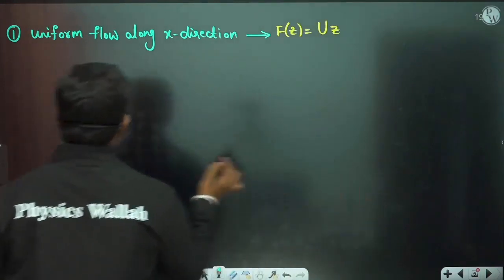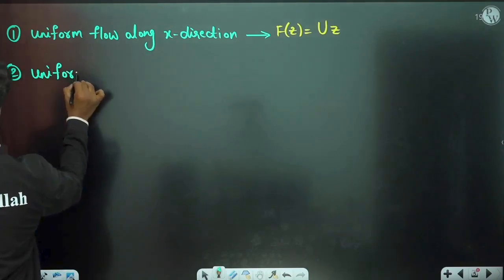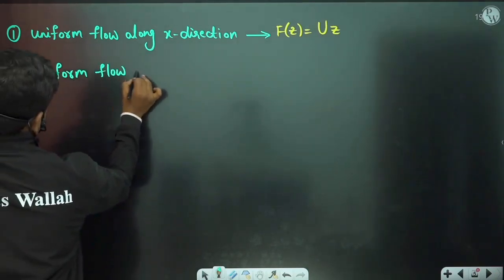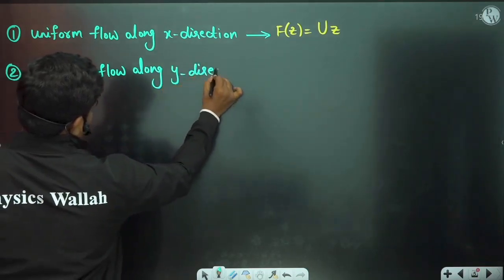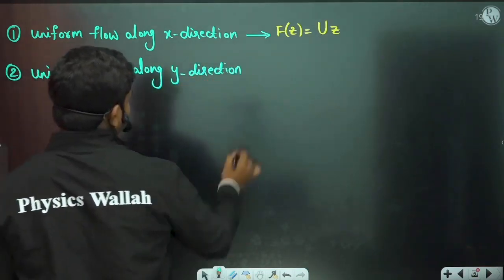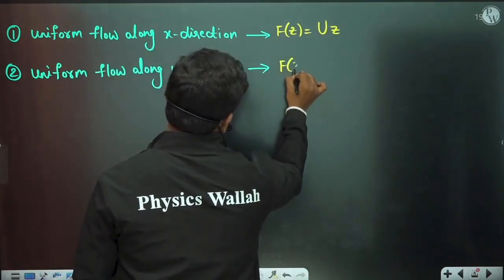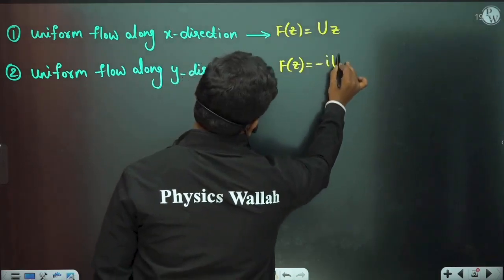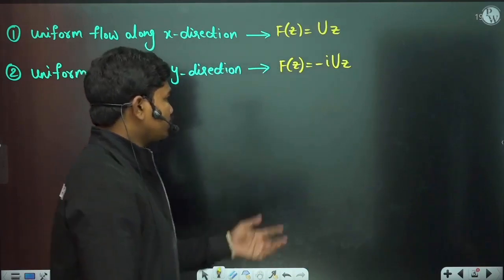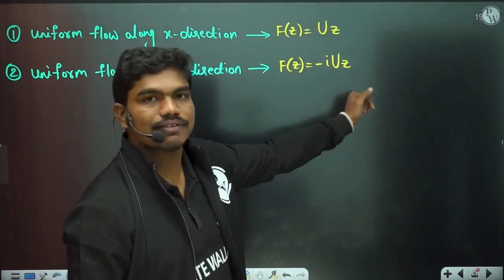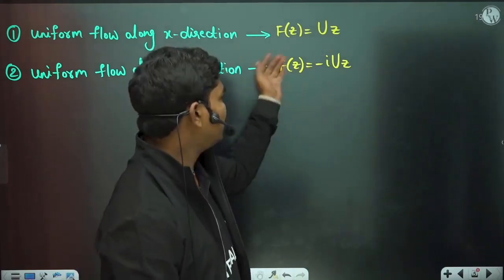Similarly, we have also seen uniform flow along y direction. This is given to you by f of z is equal to minus i times uz. Correct? We have minus i times uz. These things we have derived actually. Once you know f dash of z is equal to u minus iv, we know what is the x component velocity and what is the y component velocity. Then upon integration you will get this value.